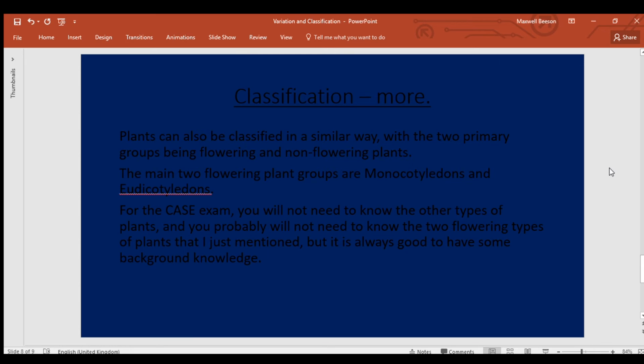Plants can also be classified in a similar way, with the 2 primary groups being flowering and non-flowering plants. The main 2 flowering plant groups, I'm going to try and say this, are monocotyledons and eudicotyledons. But for the Common Academic Scholarship exam, you will probably not need to know the other types of plants. It's just worth knowing that you can classify plants in the same type of way that you can classify animals.